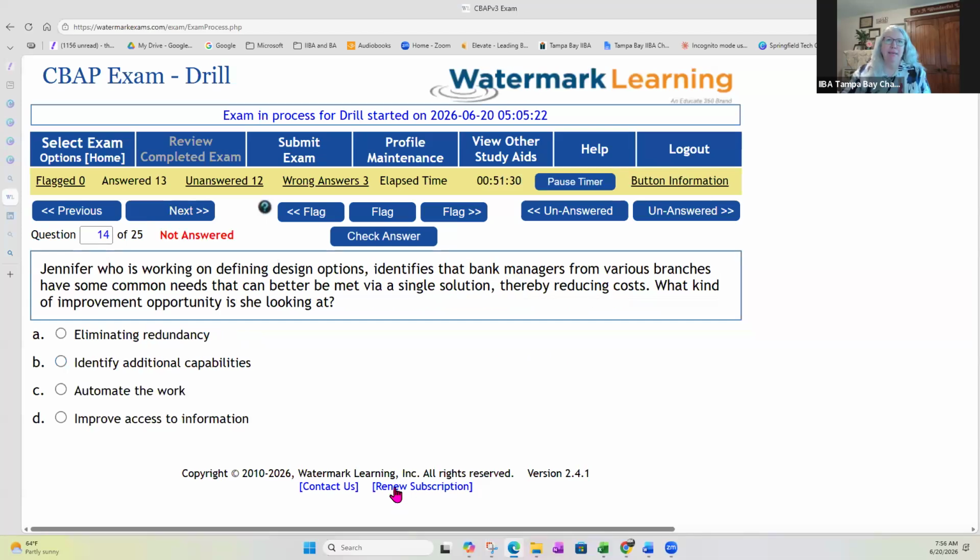Let's move on. Jennifer is working on defining design options, identifies that bank managers from various branches have some common needs that could better be met via a single solution, thereby reducing costs. What type of improvement opportunity is she looking at? Is this called eliminating redundancy, identify additional capabilities, automate the work, or improve access to information?